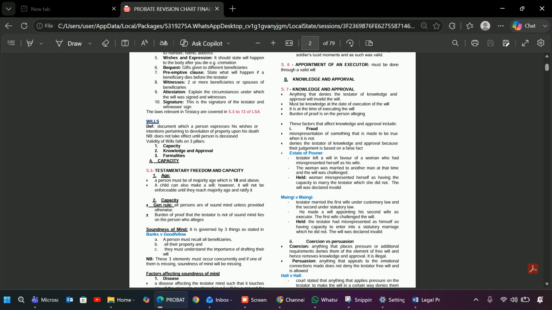When it comes to the capacity part, the general rule is that all persons are of sound mind unless proved otherwise, and the burden of proof that the testator is not of sound mind will lie on the person who alleged the same.